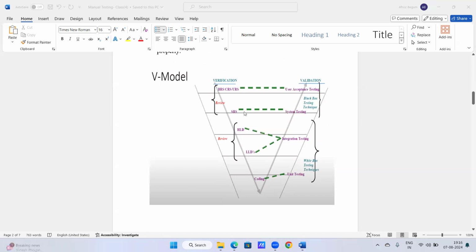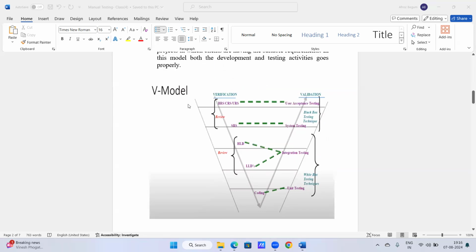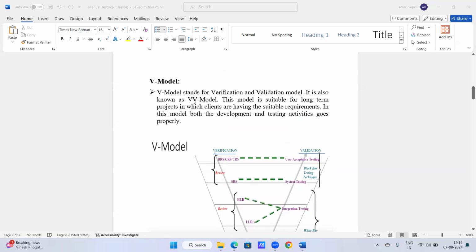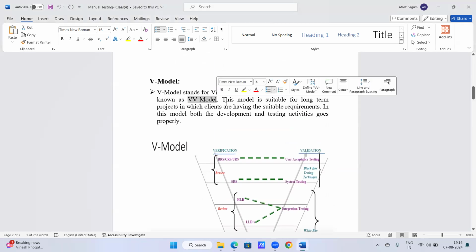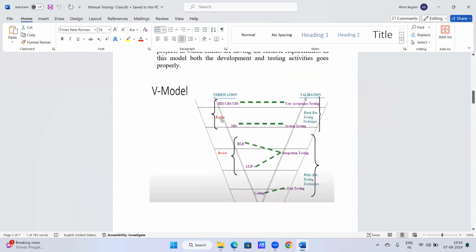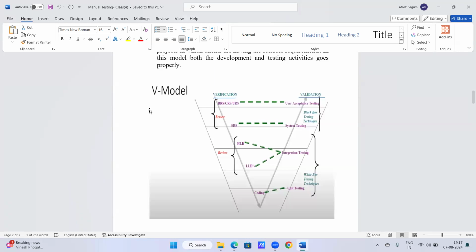So here first, see, this is V model. It is also known as VV model. Here you can see, right, VV model. So V model is one of the SDLC models. SDLC means software development life cycle. So SDLC models like waterfall model, spiral model, prototype model. So let us try to understand what is V model and how the activities will go on.